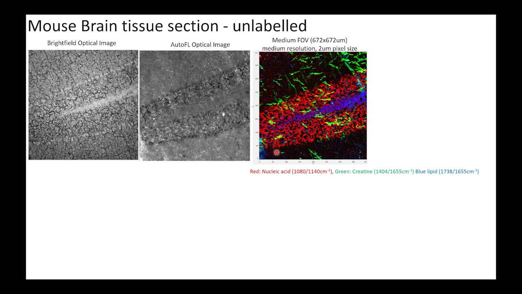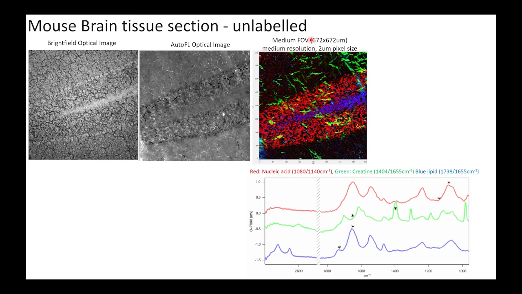And then this image here is actually a 3-color RGB image where each of the colors is a ratio image in itself. The nucleic acid, the red channel there, was an image generated from these two bands, so that ratio to that. The creatine was 1404 ratio to the protein band. And then we've got the lipid, so we've got 1738 ratio to 1655. Each of those ratio images has been converted into an RGB overlay here.